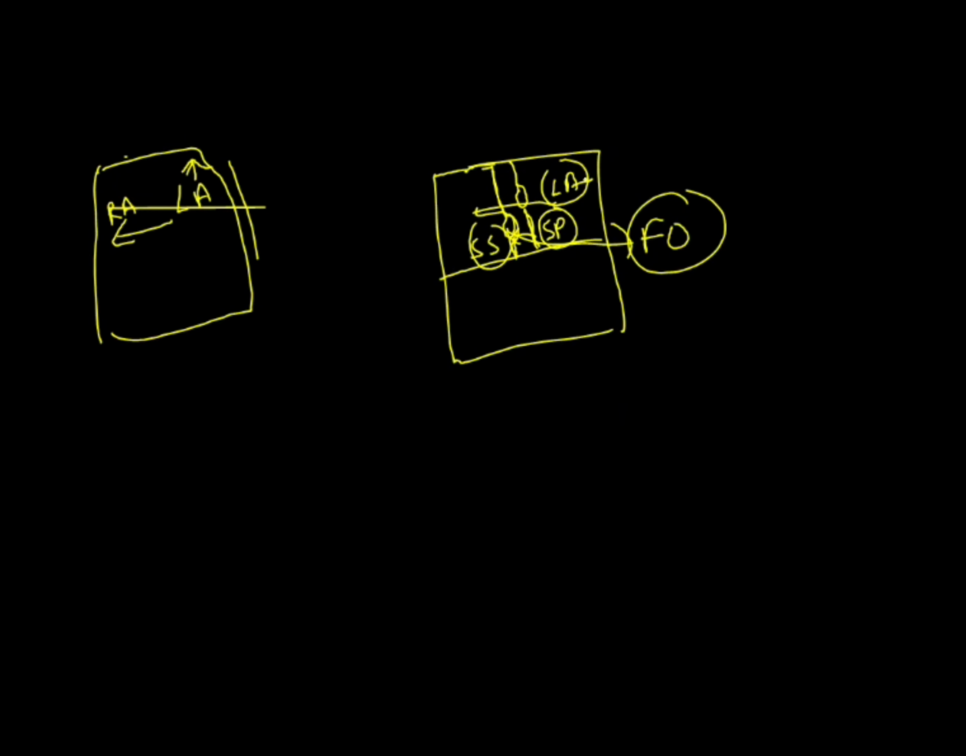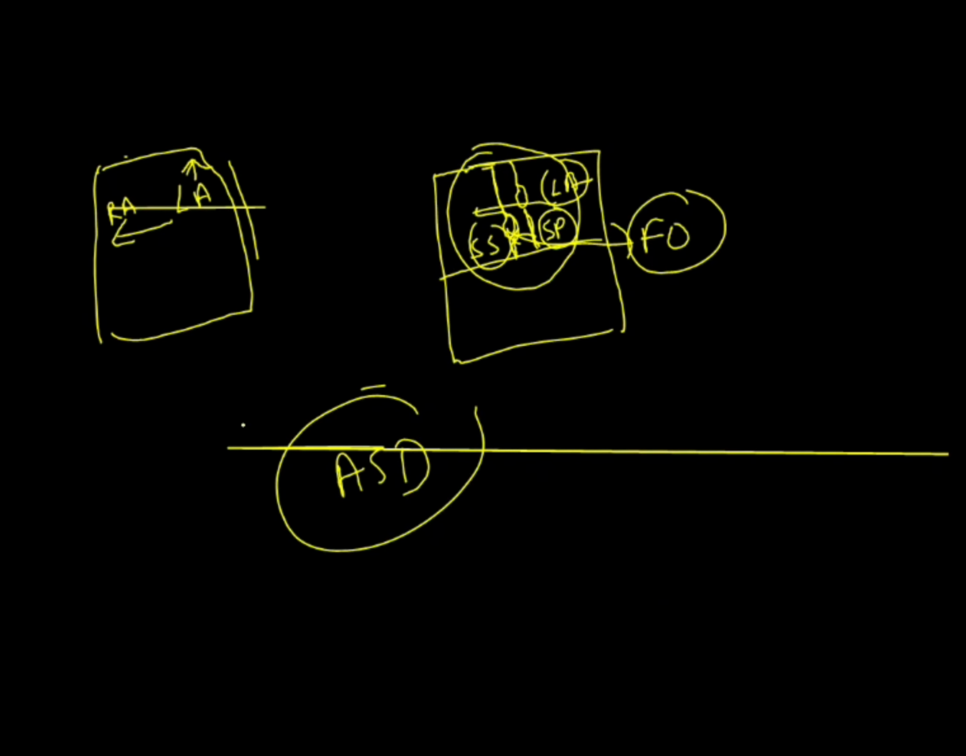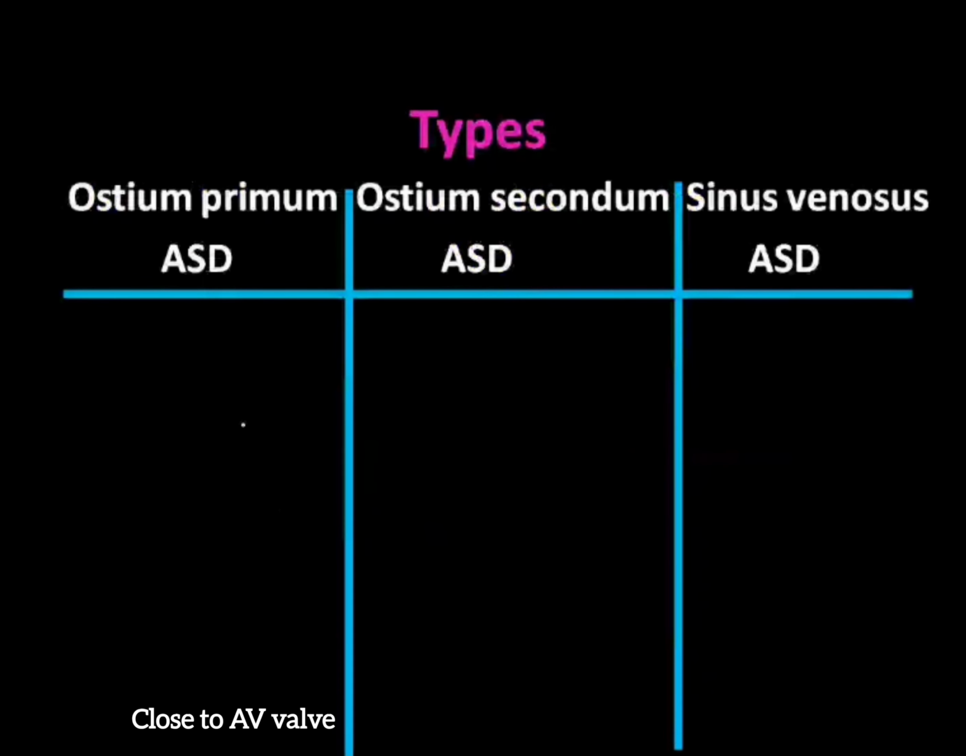But when there is a defect in development of any of these parts, then the opening persists, the defect persists, and there will continuously be a left to right shunt. So this is what we are going to discuss under atrial septal defect. This atrial septal defect can be of three types. The first one is Ostium primum atrial septal defect, the second one is Ostium secundum atrial septal defect, and the third one is Sinus venosus atrial septal defect.